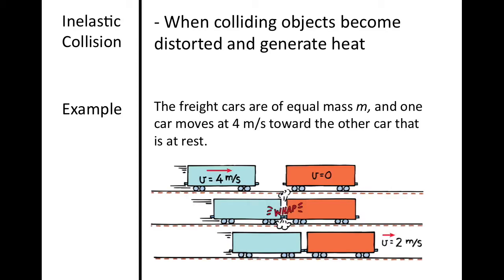There is another kind of collision called an inelastic collision, and this is when objects collide and become distorted and generate heat. The example below shows freight cars that are of equal mass, and one car is moving at a velocity of 4 meters per second towards the other car that is at rest. So that is experiencing a velocity of 0 meters per second. When the first car hits the second car, both cars stick together and begin to move together. And notice here that the velocity is a total of 2 meters per second.